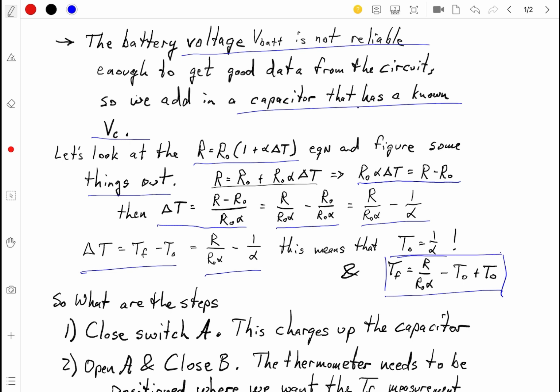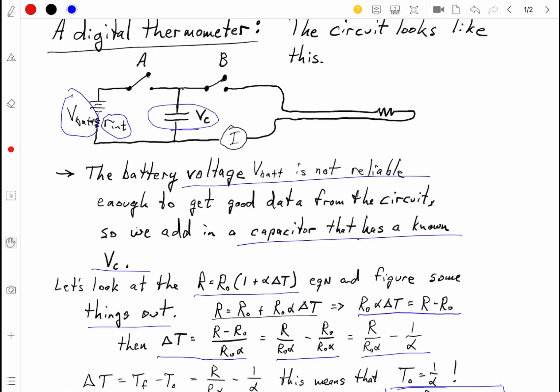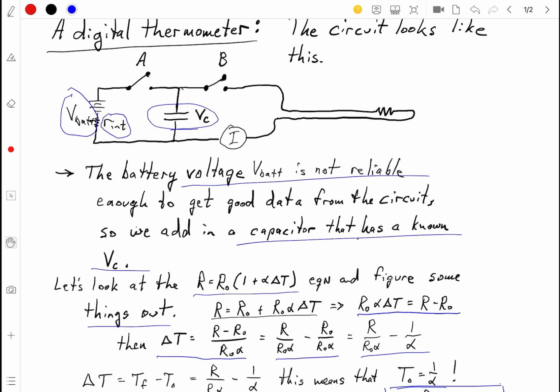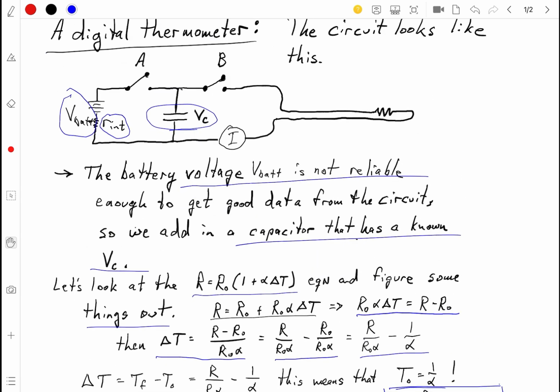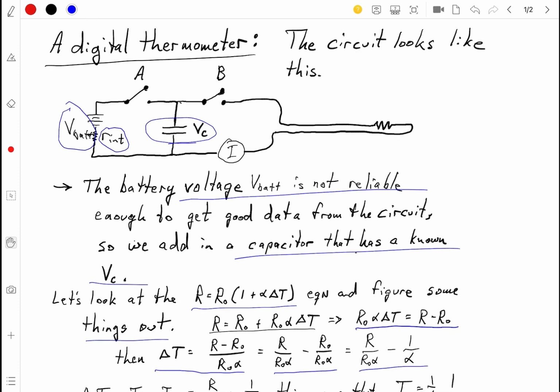And we're going to start talking about what happens in our circuit. The first thing we're going to do is close switch A. We're not going to close B yet. What that's going to do is charge up our capacitor. We want the voltage on our capacitor to get full, so we allow that to happen.